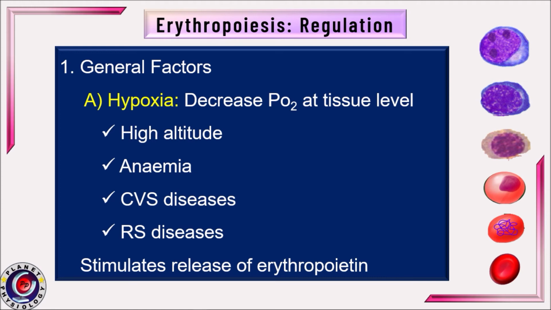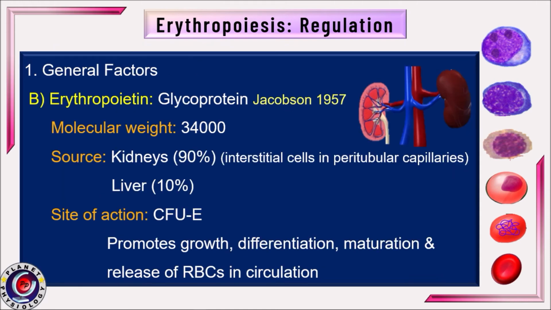Any factor that causes hypoxia will ultimately release erythropoietin. So the next factor is erythropoietin. Erythropoietin is a glycoprotein. It was discovered by Jacobson in 1957. Its molecular weight is 34,000 and 90% of the circulating erythropoietin is secreted by the kidneys. Just 10% is from the liver.